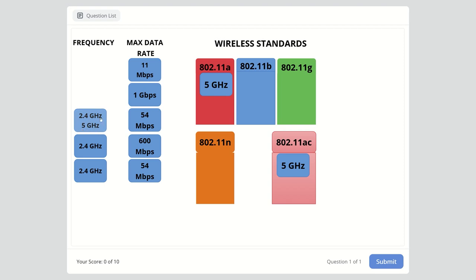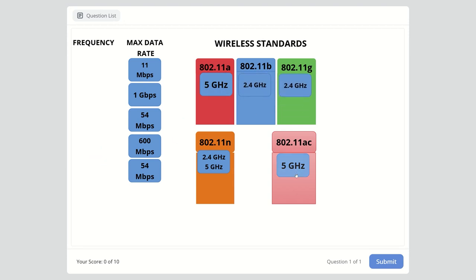2.4 and 5. These wireless standards support both of the frequencies, 2.4 and 5, and this is N. I think that's easy to remember. N supports both of them, and B and G support only 2.4. So that's how you can remember them easily. Just remember A and AC support the highest, only 5 GHz. B and G, only 2.4, and N, both frequencies.